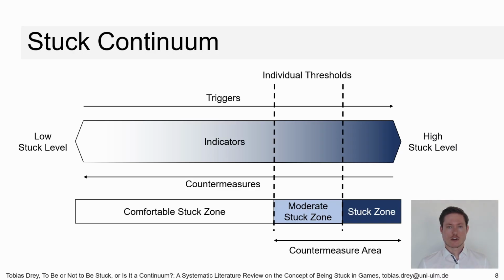Whereas no actions are necessary if players are within the comfortable stuck zone, countermeasures should be applied when the moderate stuck zone is reached, which in the best case prevents players from ever reaching the unacceptable stuck threshold and getting stuck. Nevertheless, countermeasures should not stop when a player is stuck, which is why the countermeasure area covers both zones.